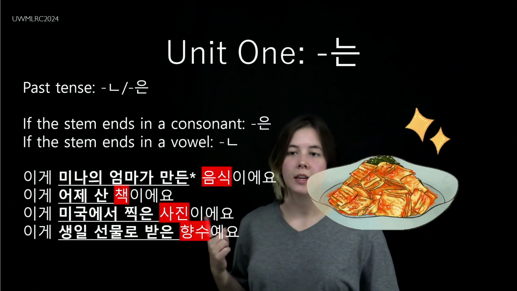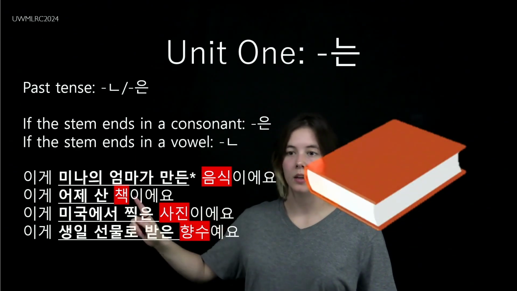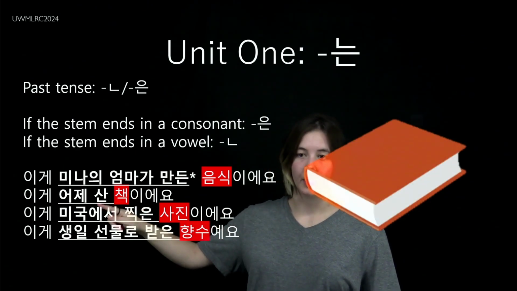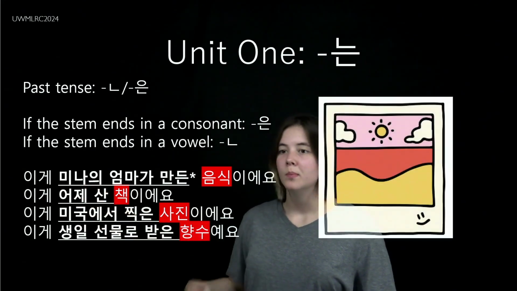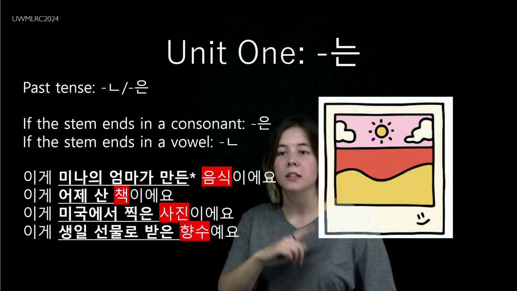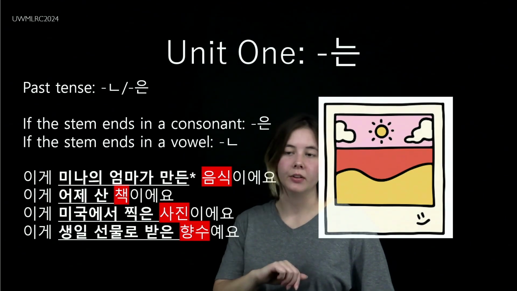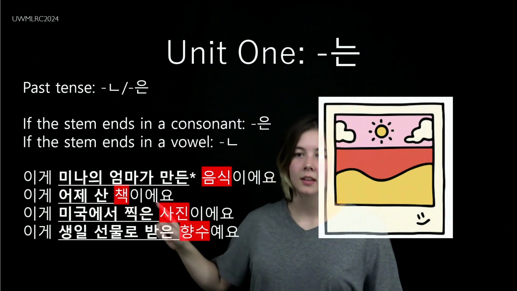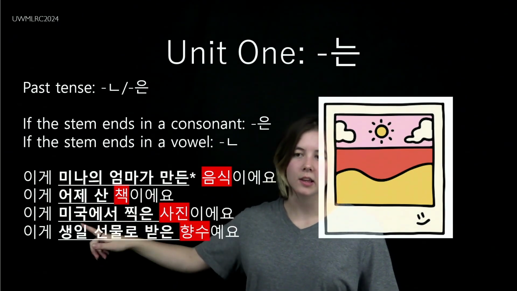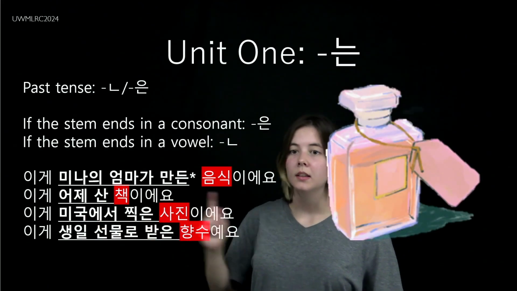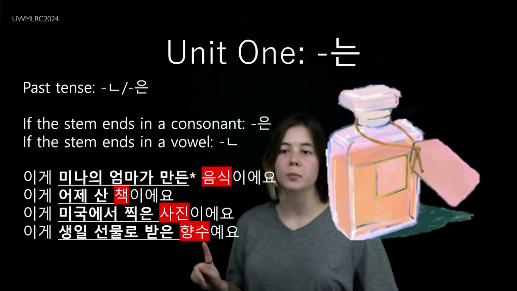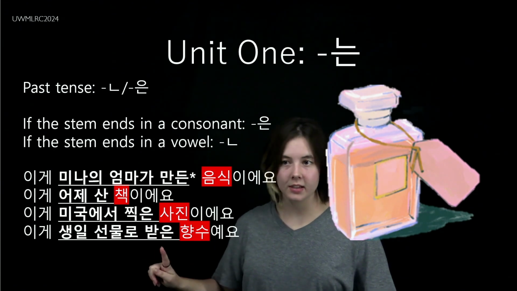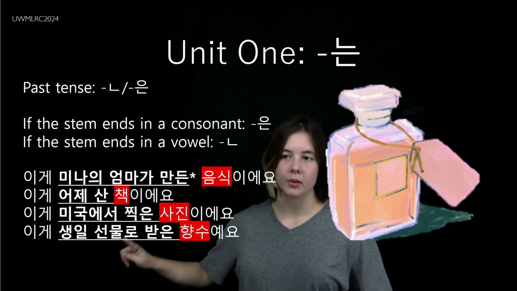이게 어제 산 책이에요. This is the book that I bought yesterday, translating backwards. 이게 미국에서 찍은 사진이에요. This is the picture that I took in the US. 이게 생일 선물로 받은 향수예요. This is the perfume that I received as a birthday present.